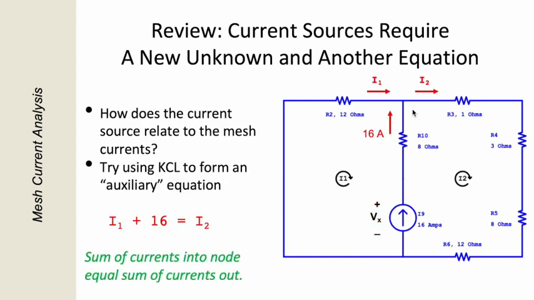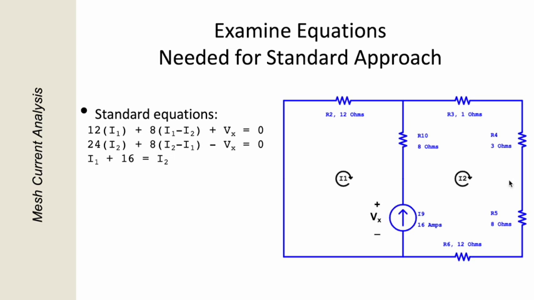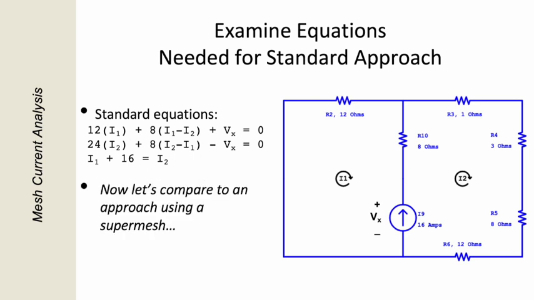One way to do that is to go to a node that involves currents associated with our unknowns, the mesh currents, I1 and I2 in this case, as well as the current associated with the current source. This top middle node is an example of that. And we can form what's sometimes called an auxiliary equation by using KCL at that node. So using this type of approach, we end up with a set of, we call them standard equations, 3 equations in this case. Let's compare that to the approach using a super mesh.